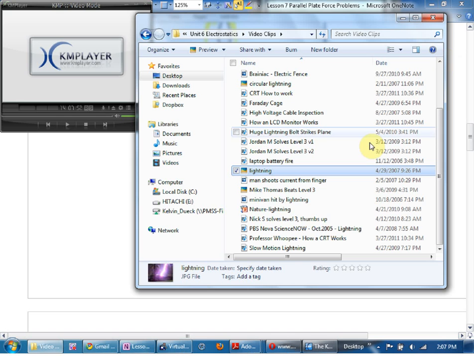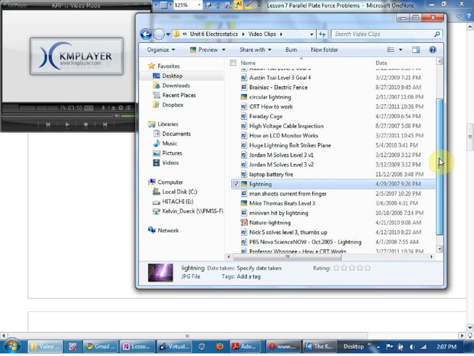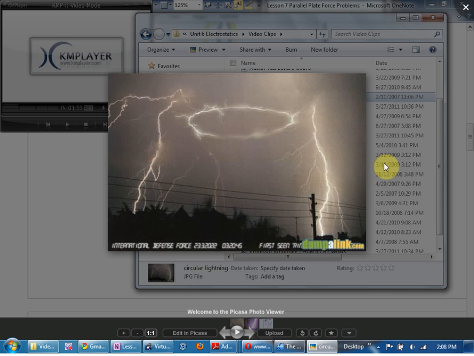There was one more I wanted to go with. This was an unusual phenomenon. So a photographer snapped this. He managed to catch, I suspect, several different bolts. Not one circular bolt, but our eyes are treating that as a circle because we don't realize that it's several different bolts. But interesting picture.